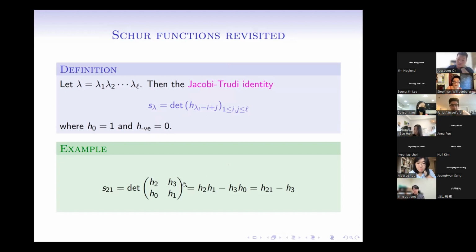Well, first of all, I'm going to make this matrix right here, H2, H3, H0, H1. Then I'm going to take the determinant. So I'm going to have H2 times H1 minus H3 times H0. And don't forget that the complete homogeneous symmetric functions are multiplicative. So H2 times H1 is simply H21. And we've got that H3 times H0, well, that's just H3 times 1. And so therefore we're going to get H21 minus H3.